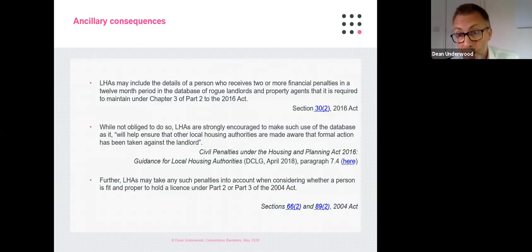And further, obviously, as you might think, local housing authorities may take the fact of penalties into account when considering whether a person who has received 1 or more of them is a fit and proper person to hold a licence, whether that be under Part 2 of the 2004 Act or indeed Part 3.